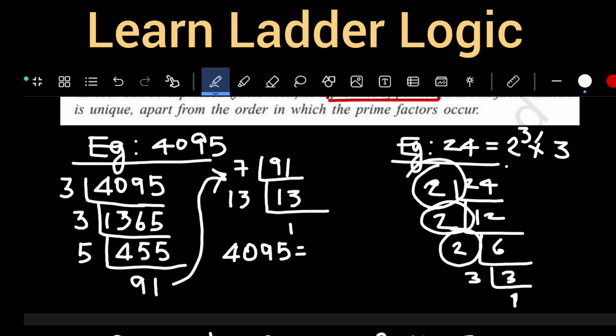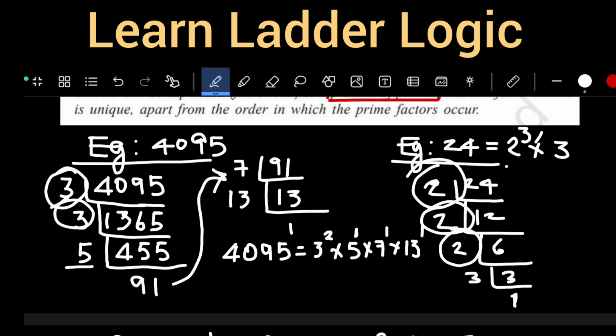4095 is equal to 3 to the power 2 into 5 into 7 into 13. Where 3 to the power, I have written 2 because the number 3 is coming twice. Number 5 is coming once, so 5 to the power 1, 7 to the power 1 and 13 to the power 1. Okay, I hope you understood it and it is easy for you guys.